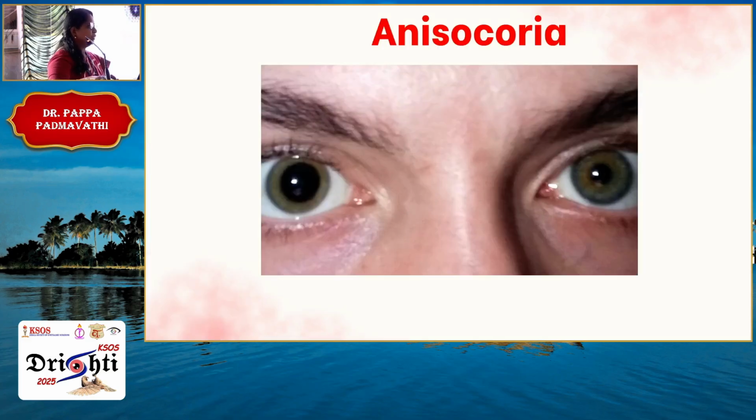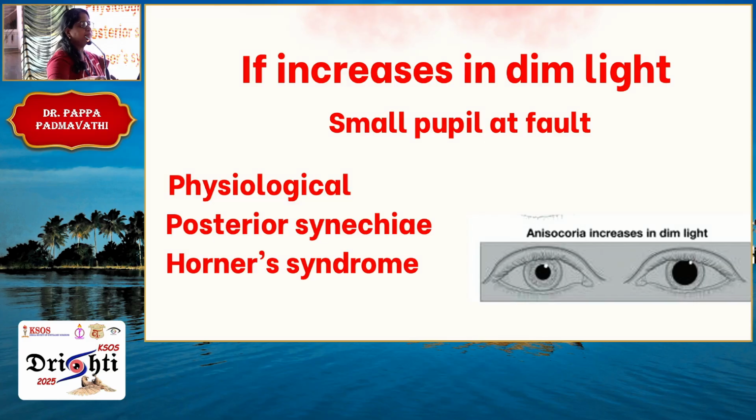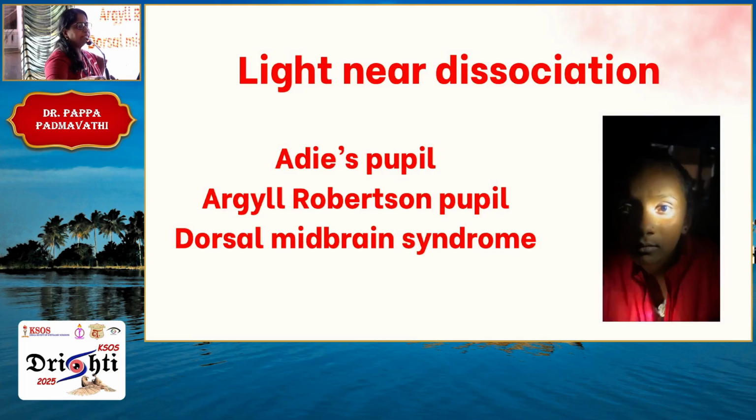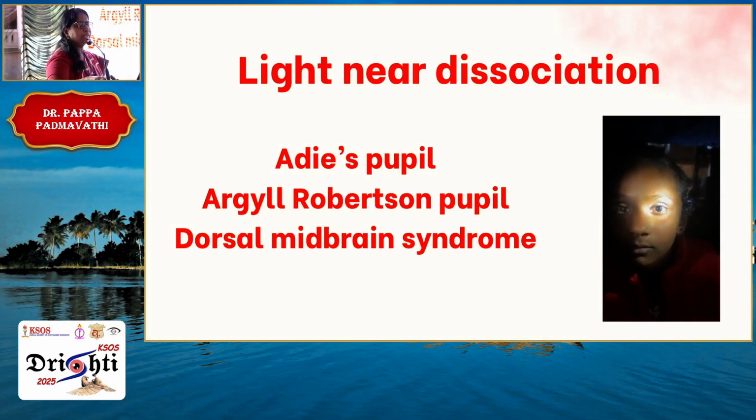Anisocoria is one important sign, unequal pupil size. If you put the patient in dim light and the anisocoria increases, it can be physiological or it can be Horner syndrome or with posterior synechiae. If the anisocoria increases in light, the large pupil is at fault. It can be third nerve palsy or Adie's pupil or traumatic mydriasis or even pharmacological mydriasis. Next is the light-near dissociation. Here you can see there is no reaction to the light, but the child reacts to the near reflex.